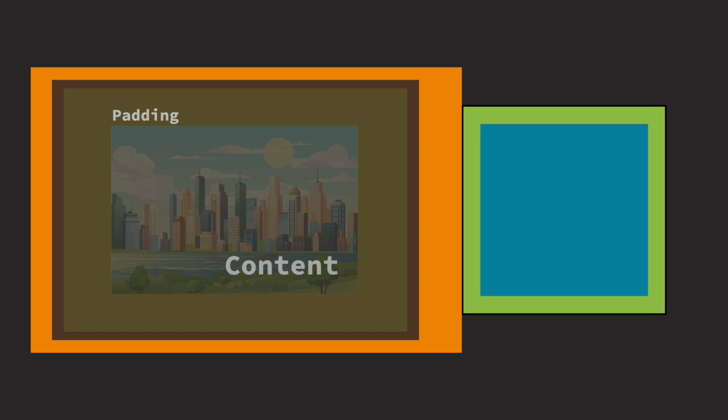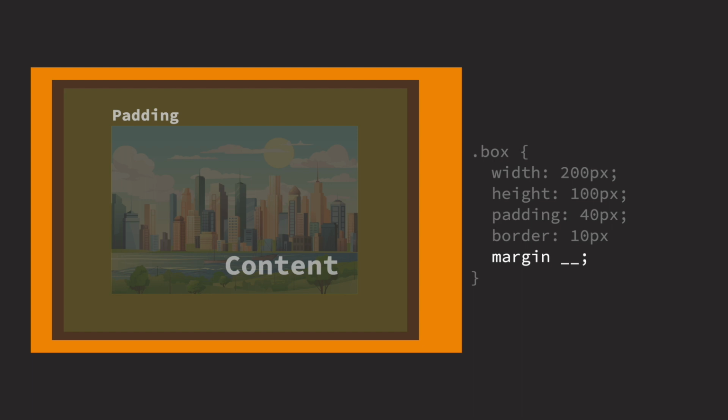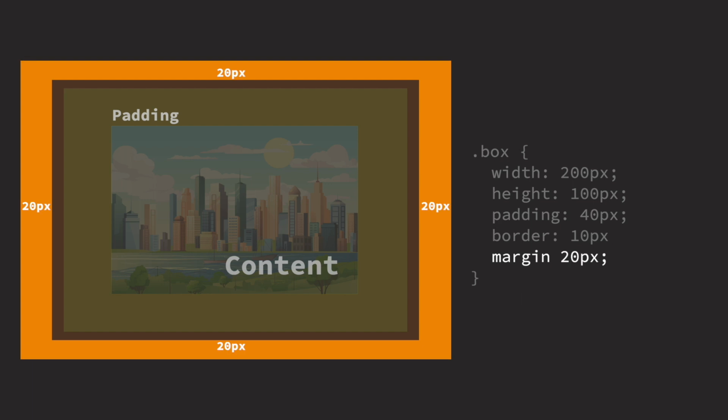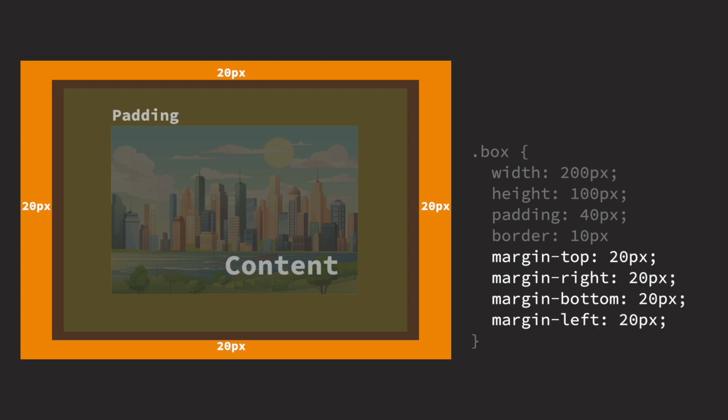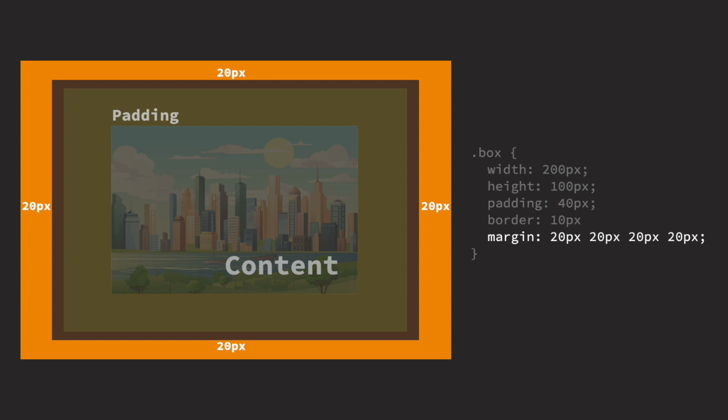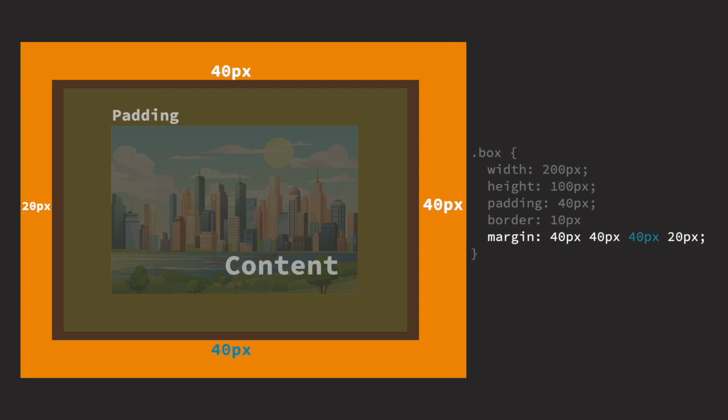Margin is the space outside the border. It separates the element from other elements. Margins can be set to all 4 sides simultaneously or individually, and you can also use the shorthand property for top, right, bottom and left.